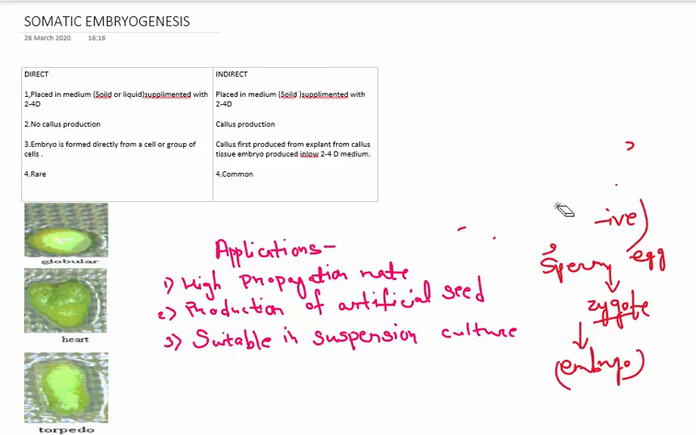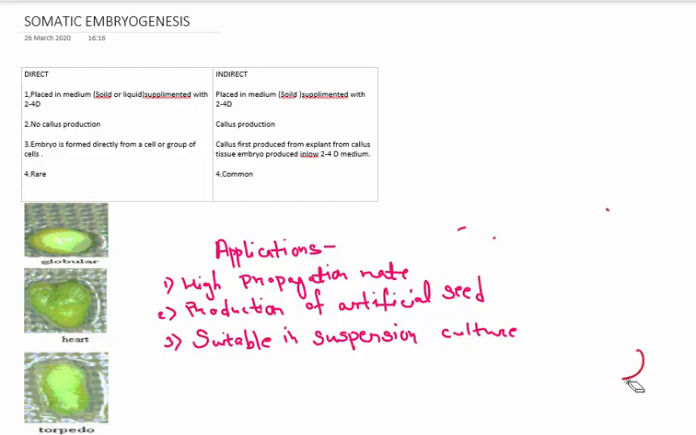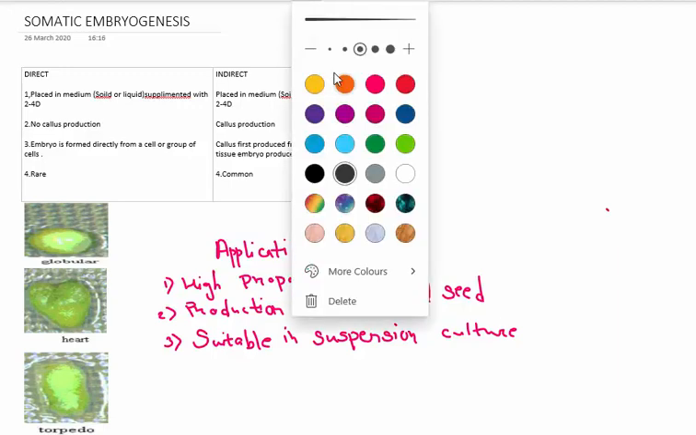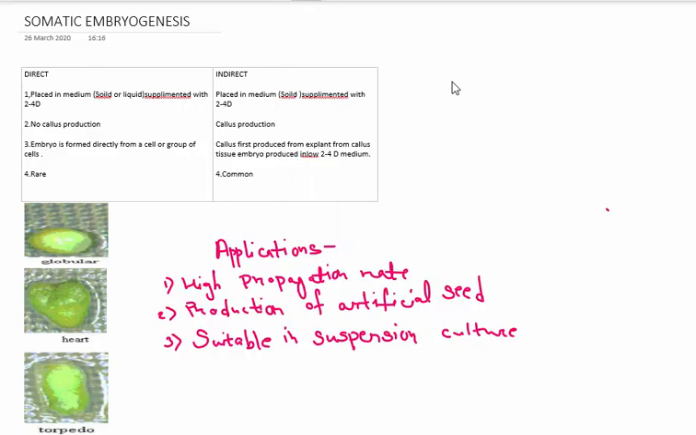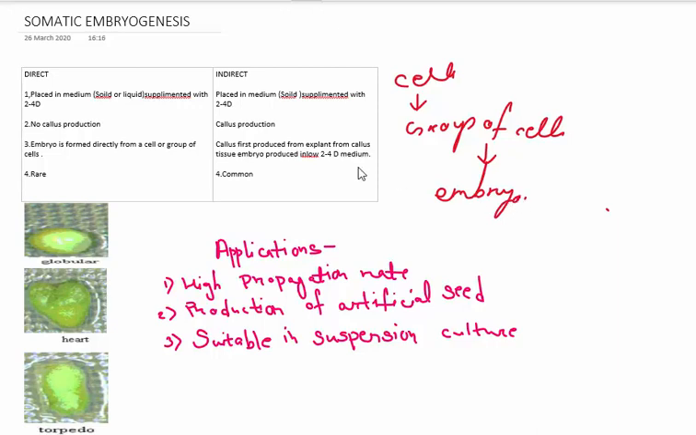So next is about the formation of the somatic embryos. It takes place by two different methods. First one is the direct method and second one is the indirect method. Okay. So let's discuss first the direct method. As the name itself indicates, direct method means from a cell or from group of cells there is the formation of somatic embryo, right?